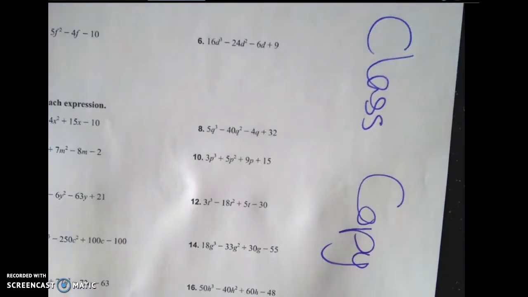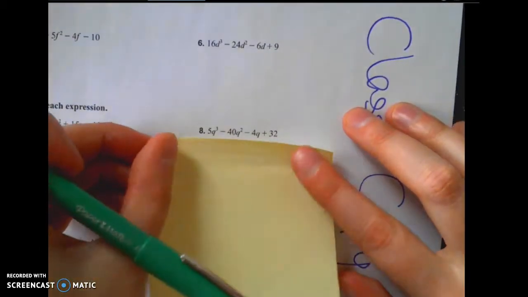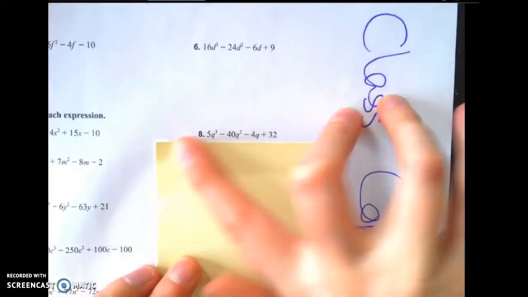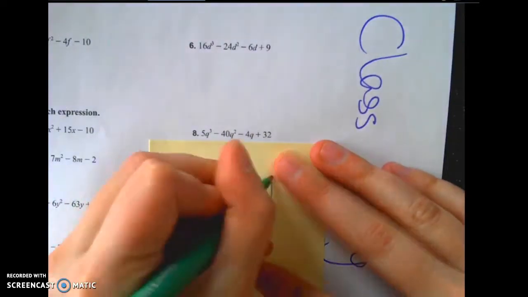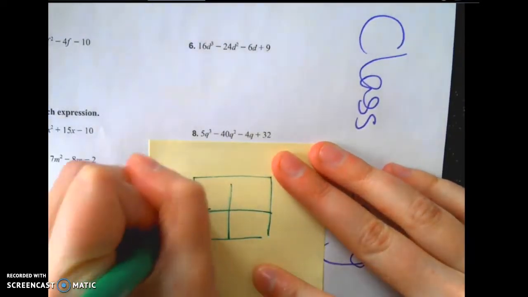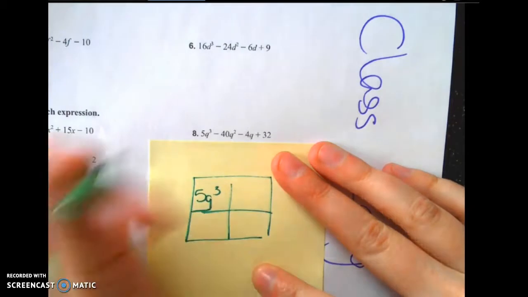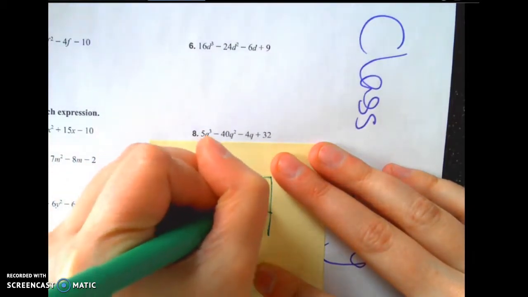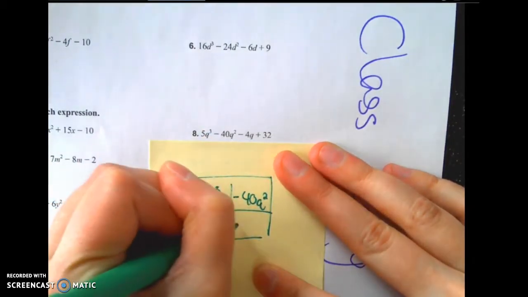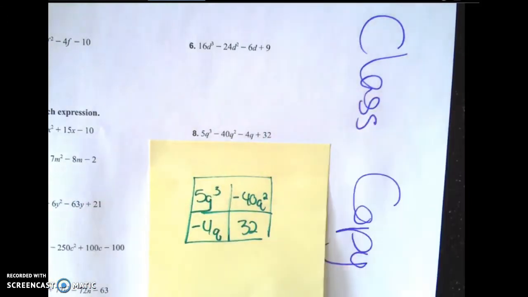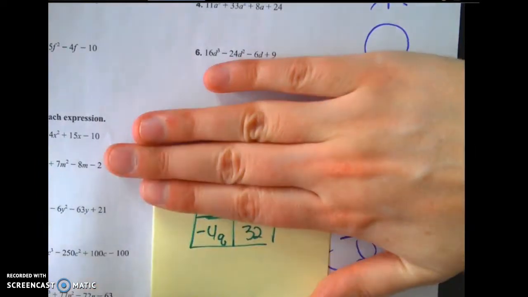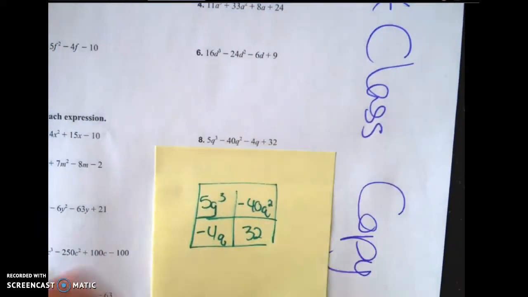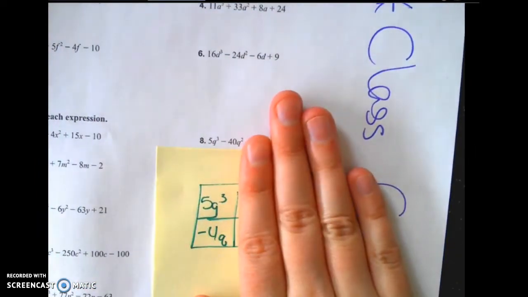All right, let's look at 8. 8 again here has 4 terms, higher degree than squared, and so that tells me, oh, it's probably one to be done by grouping. So I'm going to go ahead and do my boxes. 5q cubed minus 40q squared minus 4q plus 32, okay? And it really actually doesn't matter where you start. You can group them different ways. You can start with the bottom, you can start with a row, you can start with a column. I'm going to actually start with a column this time just to show you how it works.